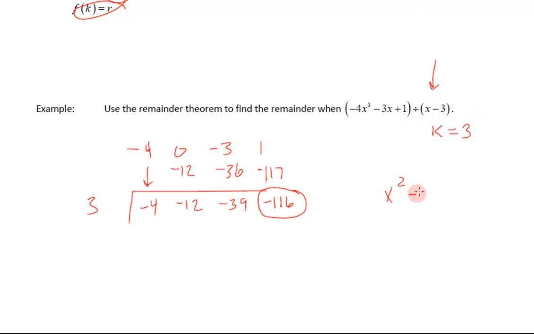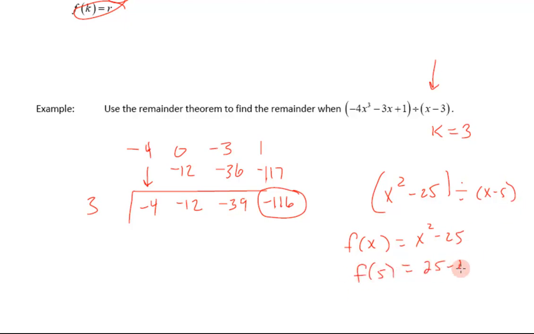Like x squared minus 25 divided by x minus 5, right? We looked at that. If we use the remainder theorem there, put a 5 in there, we get 25 minus 25, 0. The remainder is 0. I know that this is a factor of this guy. I know that this is not a factor of this guy. The remainder is negative 116, so we don't need to divide it out.